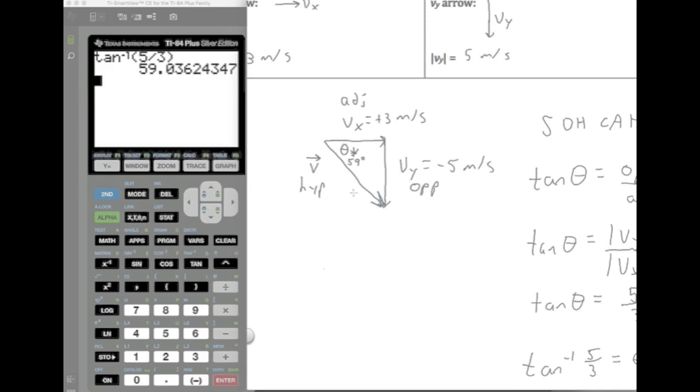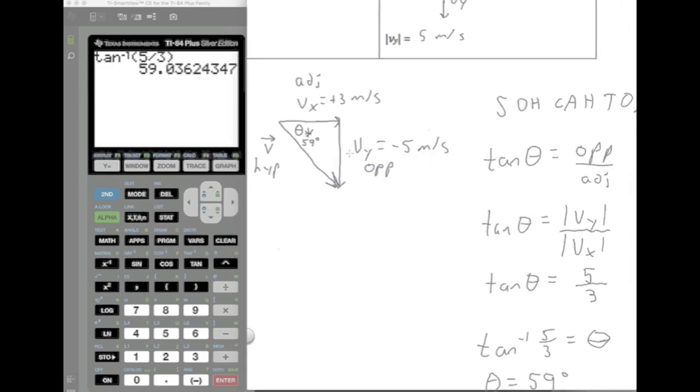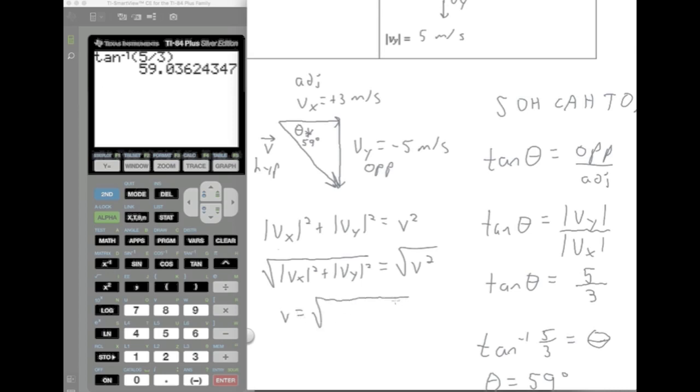Now, how do we find this magnitude? We could use sine or cosine to find this magnitude, but we'll do it the conventional way and use the Pythagorean theorem. So that would tell us that the magnitude of Vx squared plus the magnitude of Vy squared equals the magnitude of the overall vector squared. So Vx was 3 and Vy was 5.